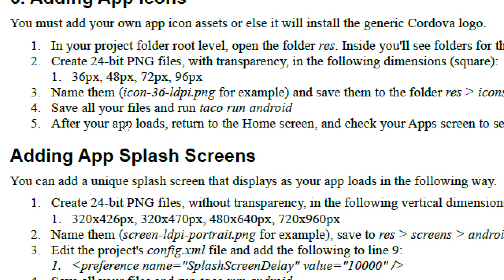Remember we added something in the config XML file to lock it vertical. If we didn't lock it vertical and we wanted our app to be horizontal or vertical, we would want to create horizontal versions of the splash screen as well, in case someone loads up the app while they're horizontal, so they have a horizontal splash screen. We're staying portrait.